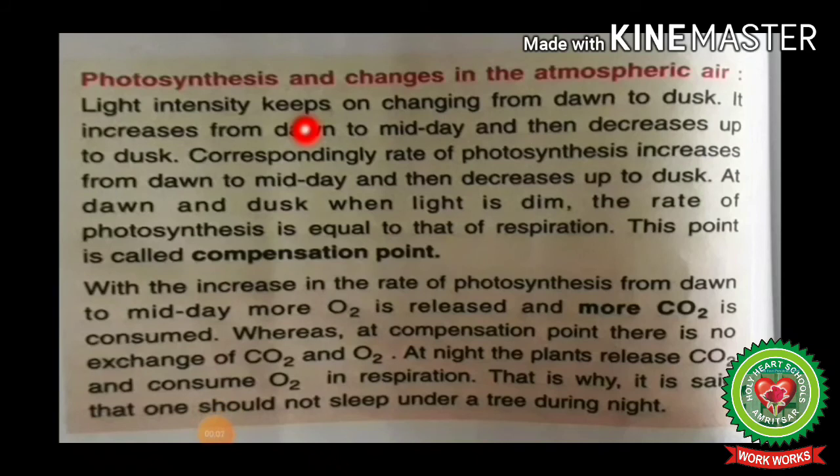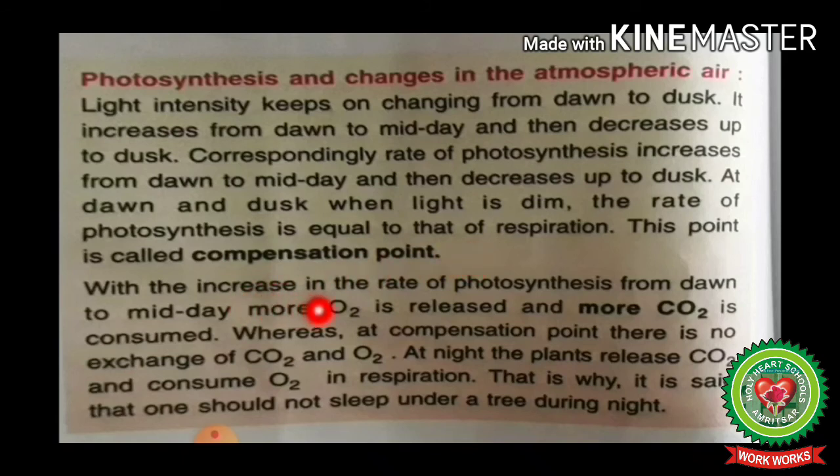Photosynthesis and changes in the atmospheric air. Light intensity keeps on changing from dawn to dusk. It increases from dawn to midday and then decreases up to dusk. Correspondingly, the rate of photosynthesis increases from dawn to midday and then decreases up to dusk. At dawn and dusk, when light is dim, the rate of photosynthesis is equal to that of respiration, and this point is called compensation point. So, compensation point is the point at low light intensity where the rate of photosynthesis is equal to the rate of respiration.